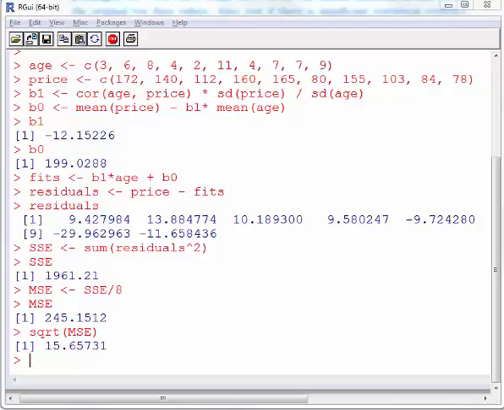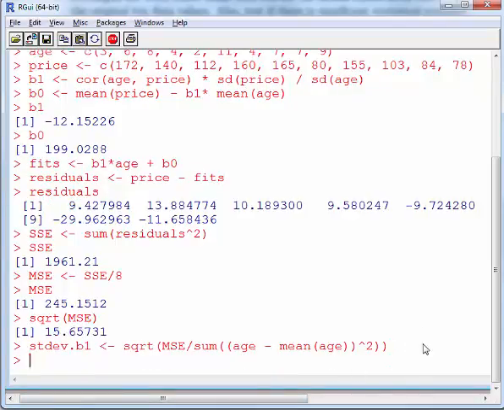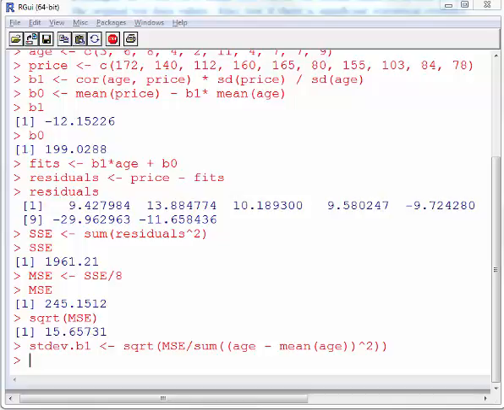Okay, so now I'm going to do that long calculation for the standard deviation for the B1 there. I'm just following the formula that's in the notes. Standard deviation for B1, so all that stuff. I'll also get the standard deviation for B0, just following that formula.